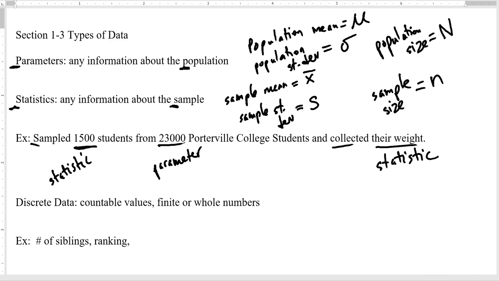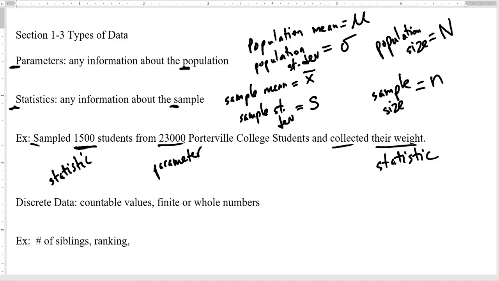Discrete data is where we have countable values, finite or whole numbers. So if I said, how many brothers, how many sisters, how many siblings do you have? Nobody in here has 3.2. You're like, well, my mom's got another one on the way, so it's only 0.2 of the way done. No, it doesn't work that way, right?